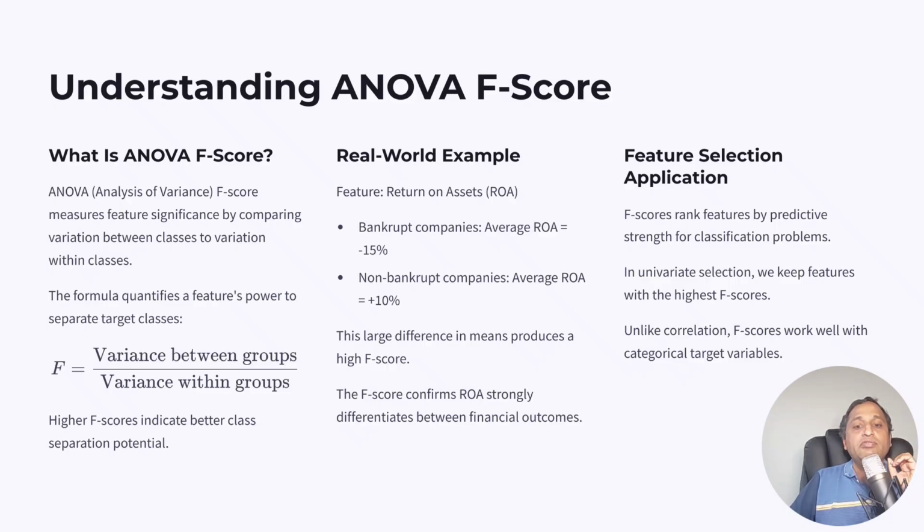So next, feature selection application. This is where it becomes actionable. In univariate selection, we calculate the F-score for all features and keep the ones with the highest values. This is different from correlation, which assumes a linear relationship and doesn't work well with categorical outcomes. So the F-score is ideal when the target is a classification label like bankrupt or non-bankrupt. When building a model, this helps us quickly identify which features have the most predictive power, one at a time.